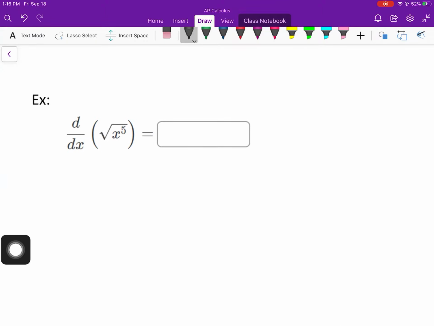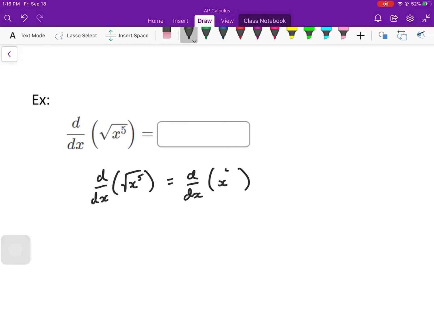And I put this example just so you're clear that this has an index of 2. When I'm taking this derivative, I'm still going to mark derivative notation. But when I rewrite it, it's x to the 5 over 2. So the index is 2. I know the index is missing, but if it's missing, it's a 2.